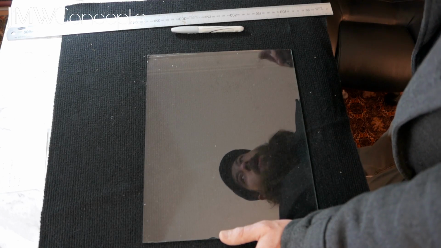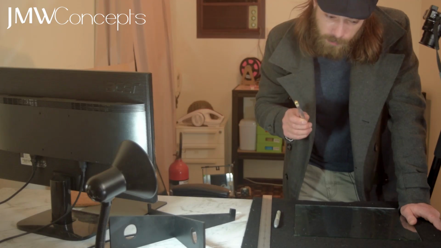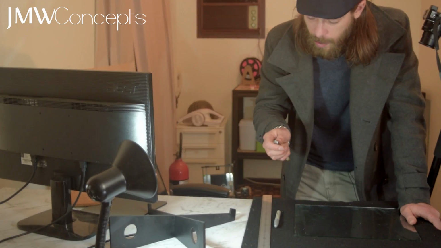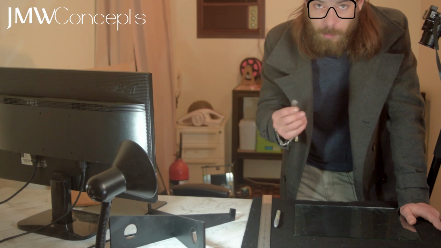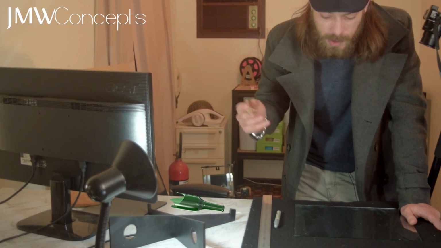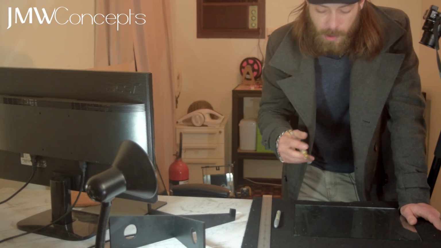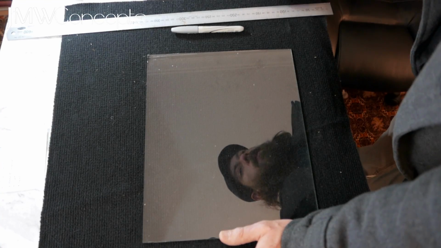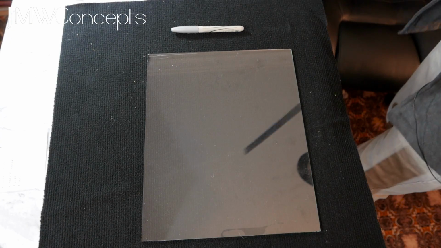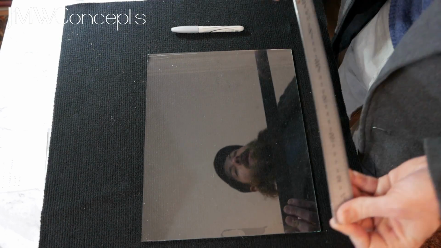So one thing you do need to bear in mind is safety. Safety is dead important. Make sure you're wearing glasses to prevent any shards getting in your eyes, and potentially make sure you're wearing gloves so you don't get any glass fibers in your hands, if you're worried about that. So the first thing we're going to do before anything else is obviously mark and measure where we're going to be cutting.